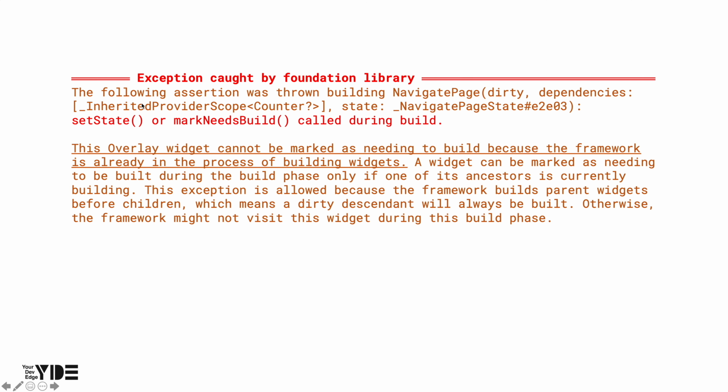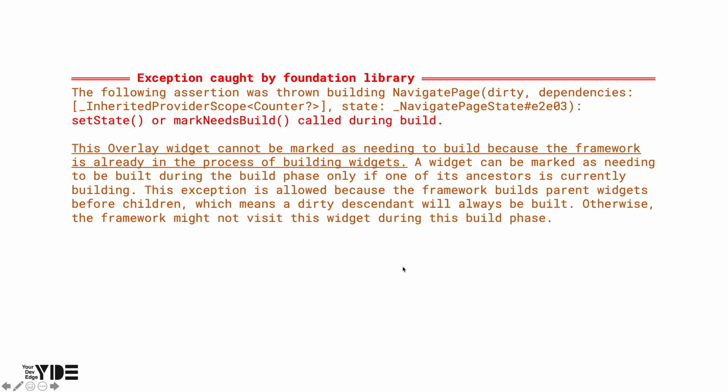Like when displaying the dialog, setState or markNeedsBuild called during build was displayed. And again, a message appeared saying that the overlay widget asked to draw again while the framework was already drawing. But if you think about it, navigator.push is also displaying a new screen on top of the current screen, so it seems natural to see the same message.